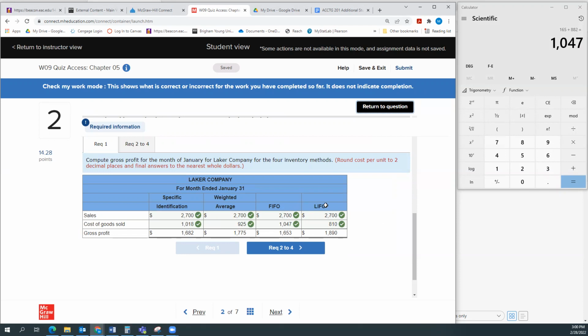In a period of rising costs, it's going to switch. So in a period of rising costs, last in, first out will give us the highest cost of goods sold and the lowest gross profit. And first in, first out will give us our lowest cost of goods sold and highest gross profit, and average will be in the middle. That relationship is something you get used to as you do it more with more practice.